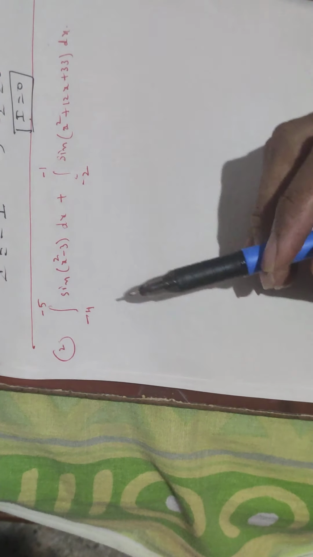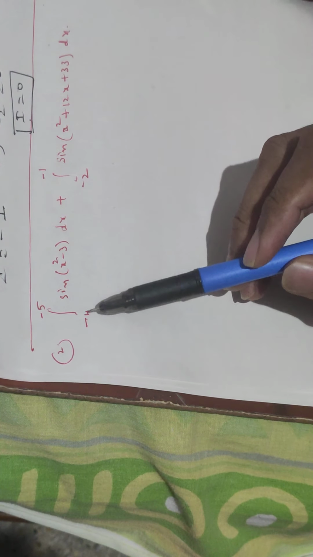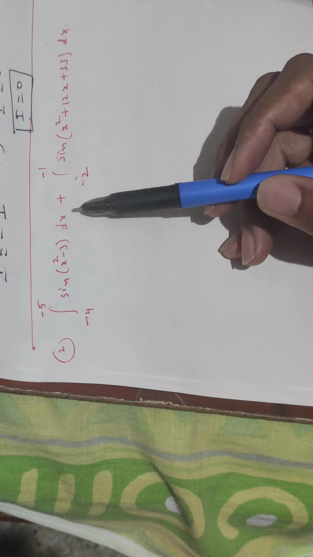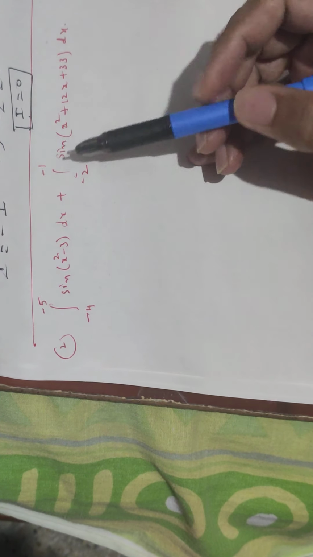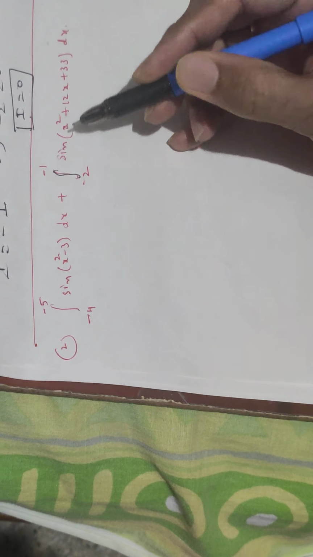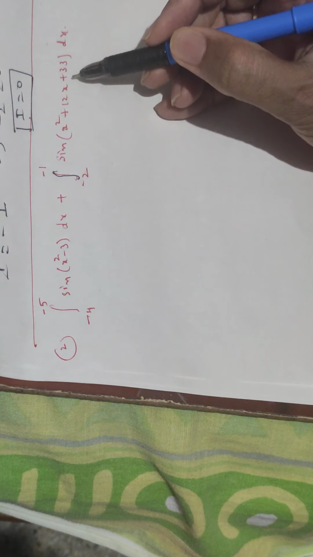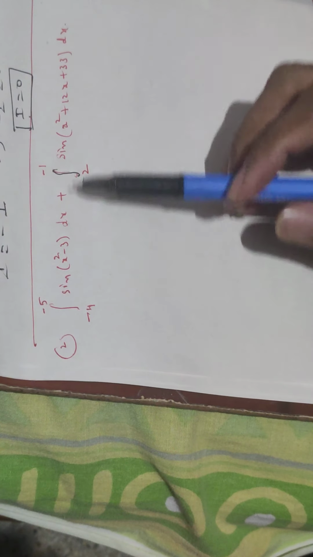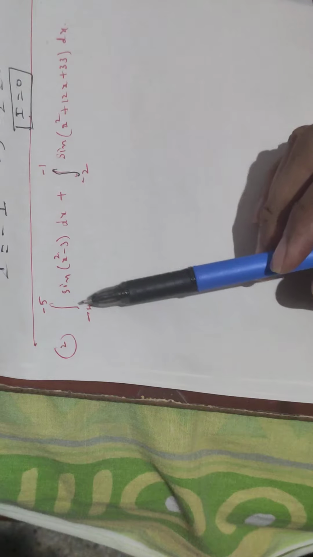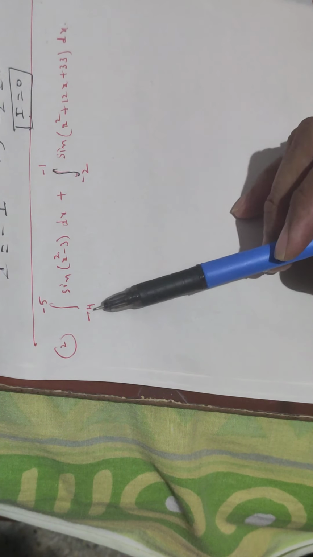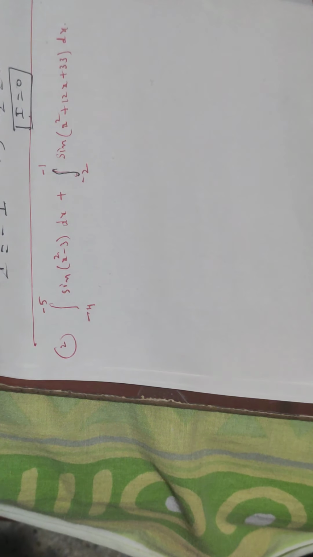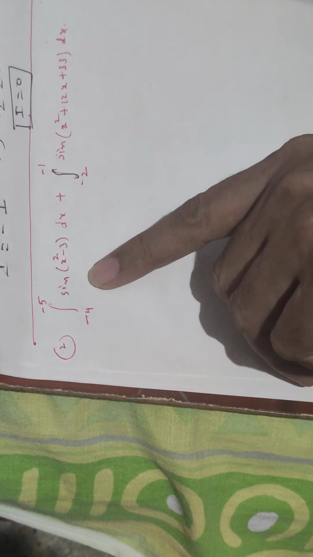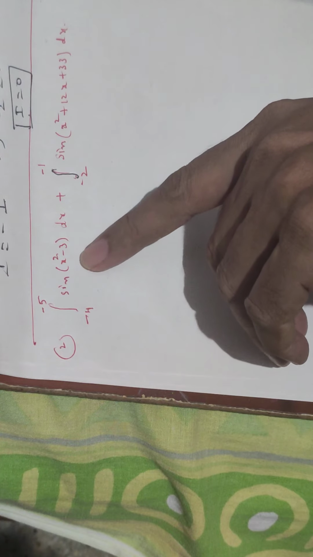Next, go for the second problem. Here: integral from minus 4 to minus 5 of sine of (x square minus 3) dx plus integral from minus 2 to minus 1 of sine of (x square plus 12x plus 33) dx. So here the sum of two integrals is given, and by observation both the limits are different: minus 4 to minus 5, and minus 2 to minus 1. Individually it is not possible to evaluate this integral because of sine of x square.